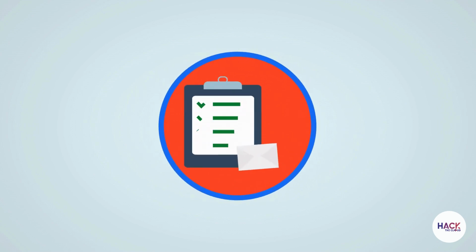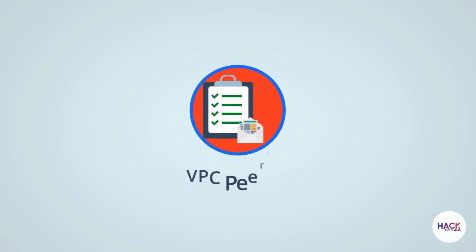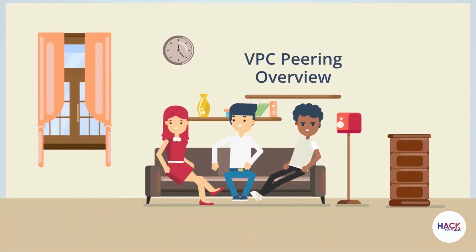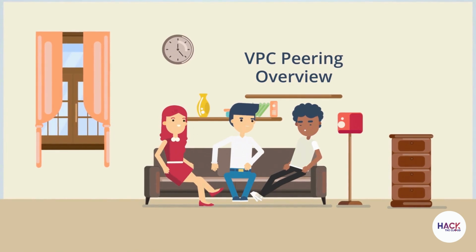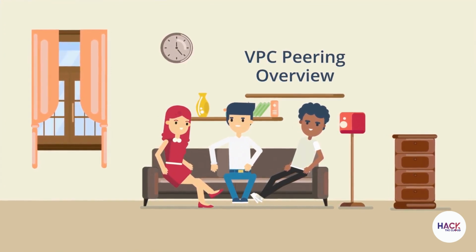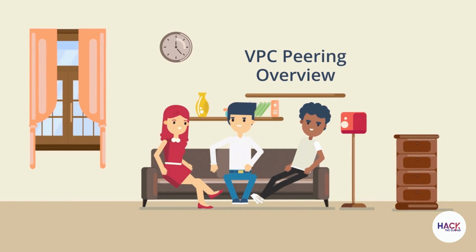Part 2. VPC Peering, the neighborhood friendship. Now let's talk about VPC Peering. While Shared VPC is like one big family under one roof, VPC Peering is more like two friendly neighbors who decide to share resources across their fences. You know, like borrowing sugar, or that lawnmower that you promise to return but never do.